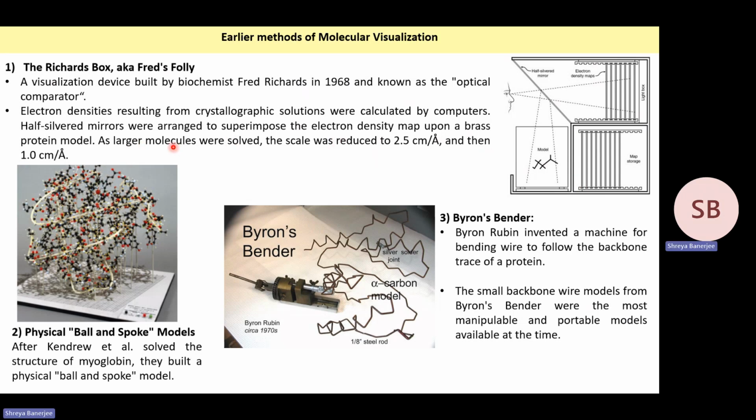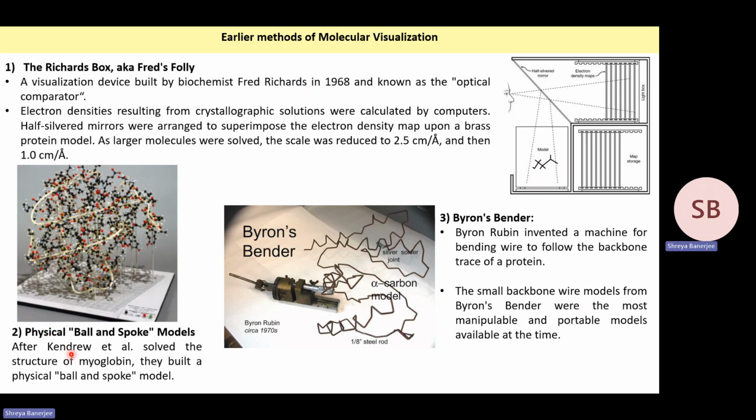And as larger and larger protein molecules were solved, initially the scale was 2.5 centimeter per angstrom. And as larger molecules were solved, the scale became 1 centimeter per angstrom. So using this setup, molecules could be visualized in 3D using a model, and the validity of the model, which was refined using electron density maps obtained by X-ray crystallography.